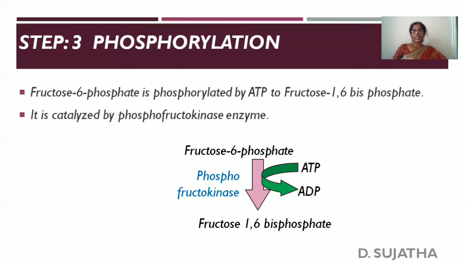Fructose is a 6-carbon compound. The phosphate groups are present on the first carbon and the 6th carbon. In the presence of the enzyme phosphofructokinase, the fructose 6-phosphate converts into fructose 1,6-bisphosphate. Here it takes phosphate from the ATP, so ATP converts into ADP.